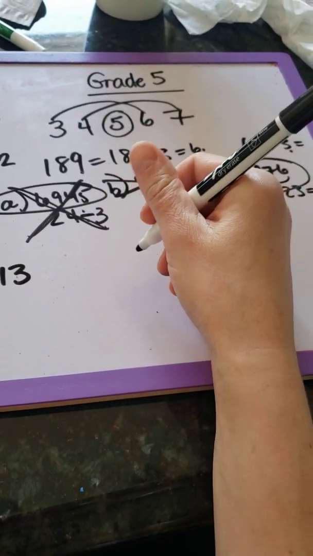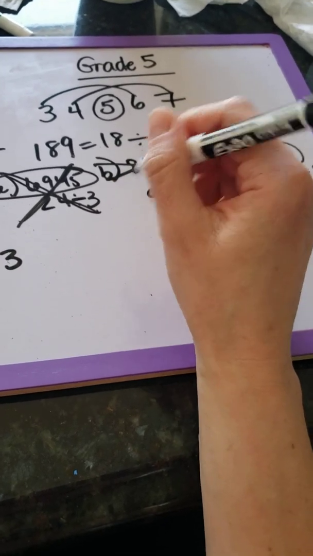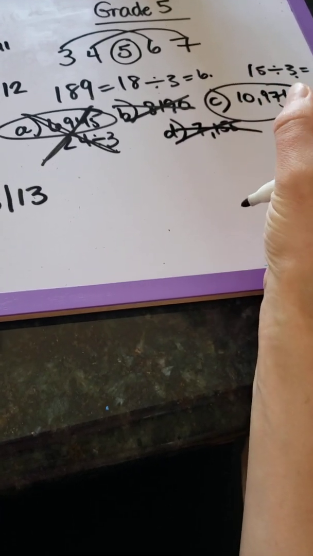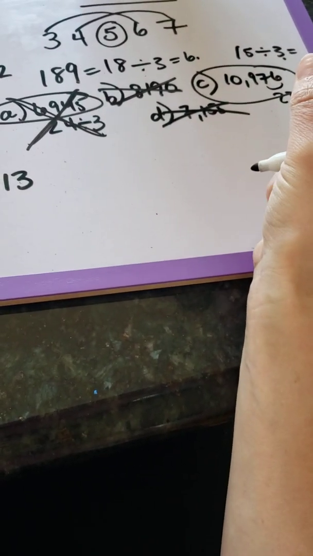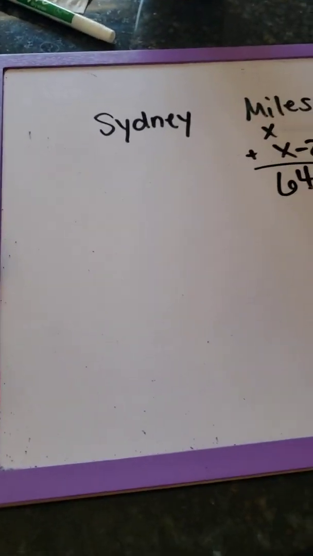So it says, Sydney gave Miles $20 less than Miles originally had. So he, meaning Miles, already had. So he now has $64. So how much money did he have originally? So that's going to look like this. Okay, it looks like this.